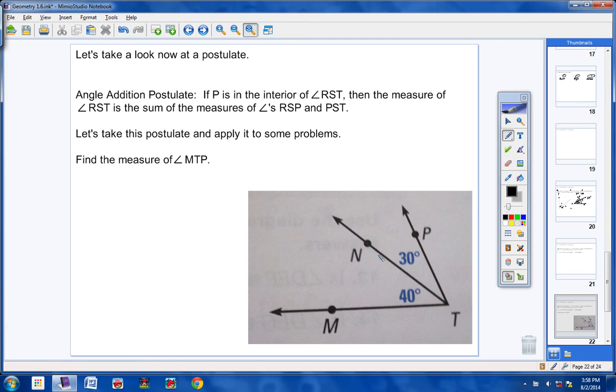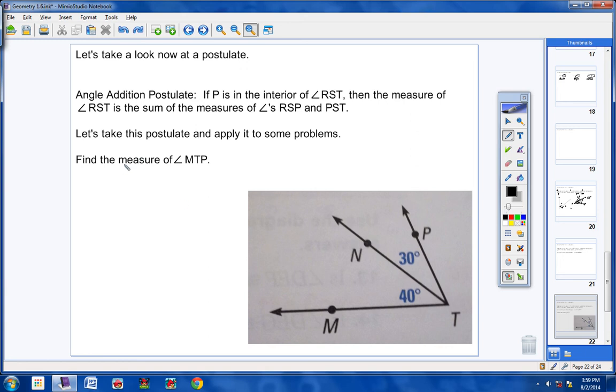Okay? And I want you to put the measurement of angle PTN is 30 degrees, and the measurement of angle NTM is 40 degrees. Okay? All right, let's continue on.